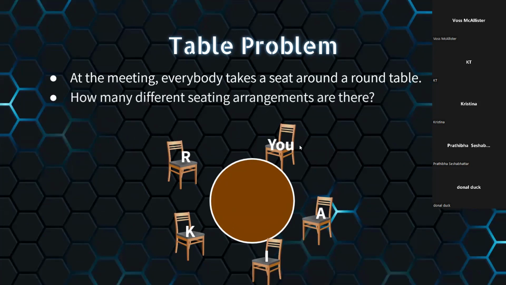And how many different seating arrangements are there? Does anybody know off the top of their head? Like if you've already done this before. It's a little tricky.